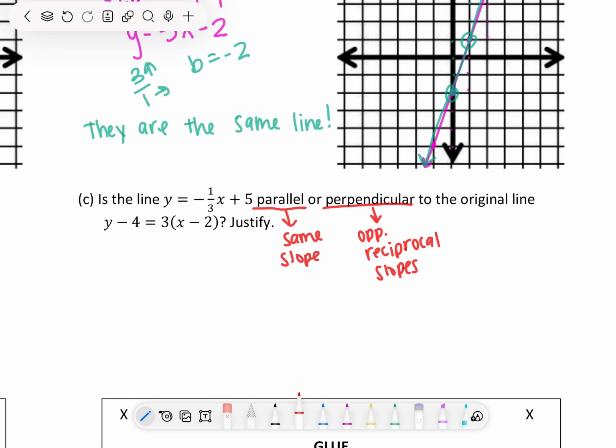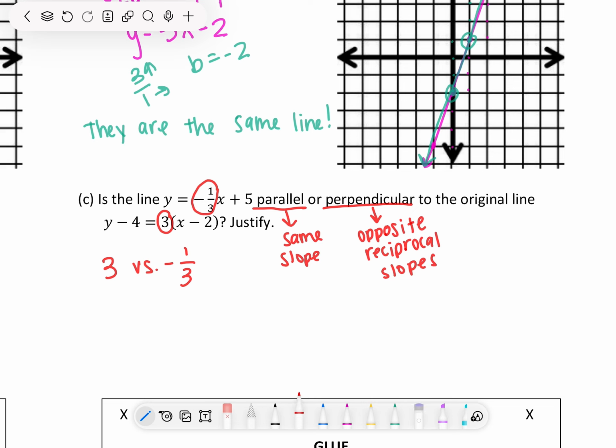I guess I better write that up. Opposite reciprocal slopes. So, looking at the two equations, where are the slopes in those two equations? Well, for the first one, it's right in front of x, -1/3. And for the second one, it's also right in front of x. It's 3. So if we look at the slope of 3 versus the slope of -1/3, we can determine are they the same or are they opposite reciprocals. And what we can see here is they're opposite reciprocals.